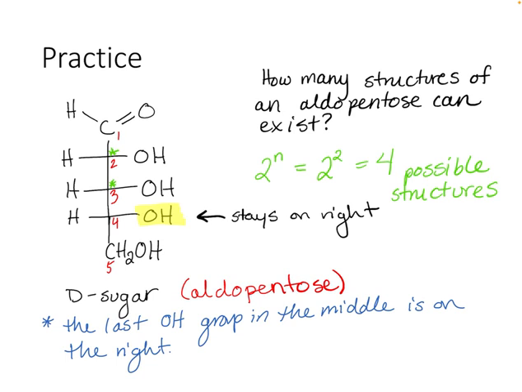Let's say we had 6 carbons, so maybe we were looking at an aldohexose. All of those OH groups could potentially either be on the right or the left, except for the last one, which would indicate whether it's a D or L sugar. And then we can just figure out how many possible enantiomers we have there, or stereoisomers.